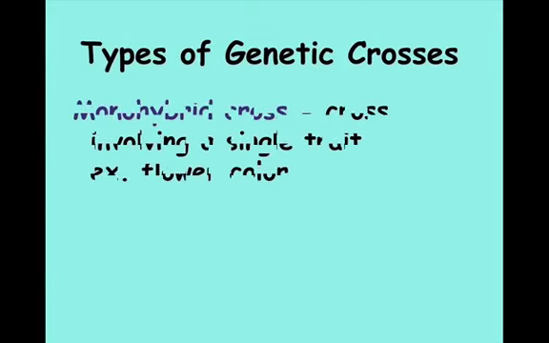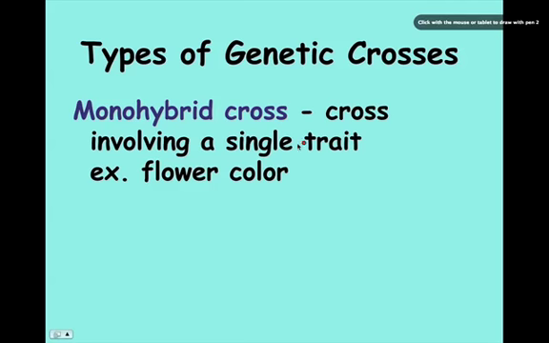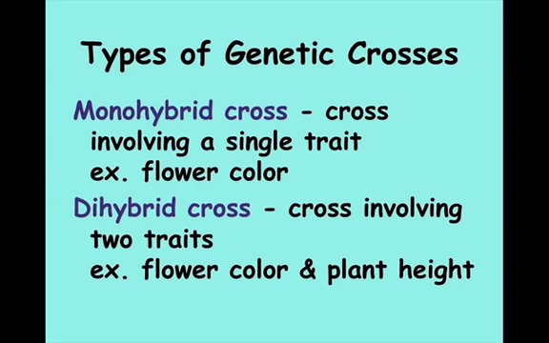There are two types of genetic crosses. Monohybrid genetic crosses. Mono means one. So this is a cross involving a single trait, for example, flower color. The dihybrid cross is a cross involving two separate traits, for example, flower color and plant height. We will begin by learning about a monohybrid cross, and then we will move to the dihybrid cross.